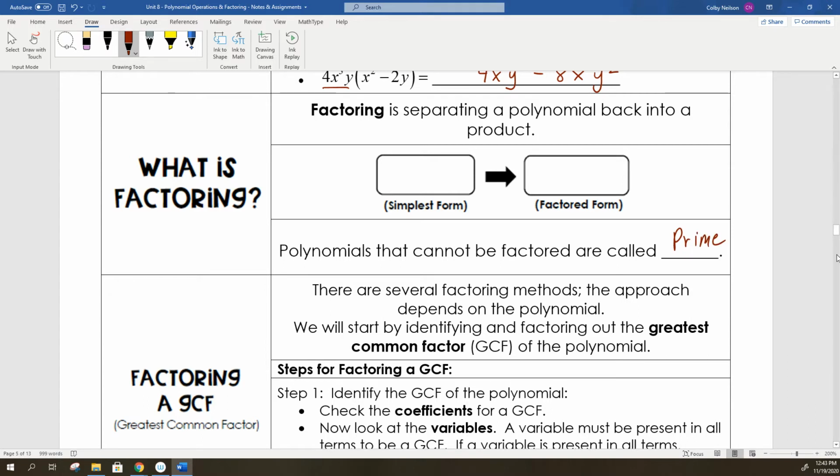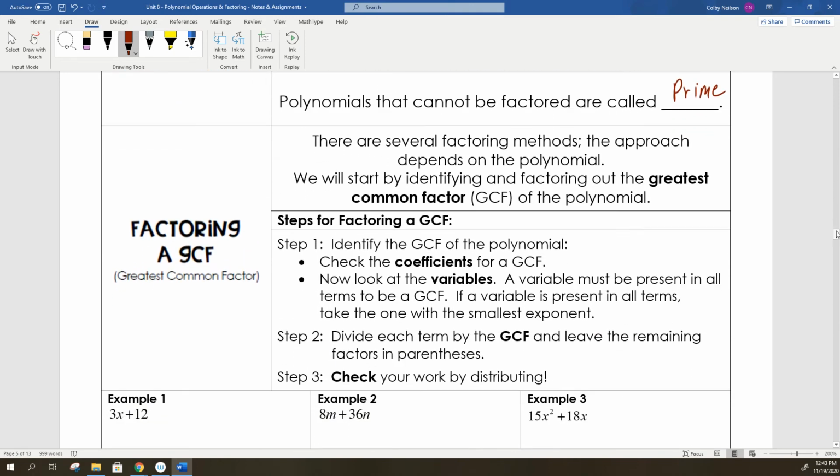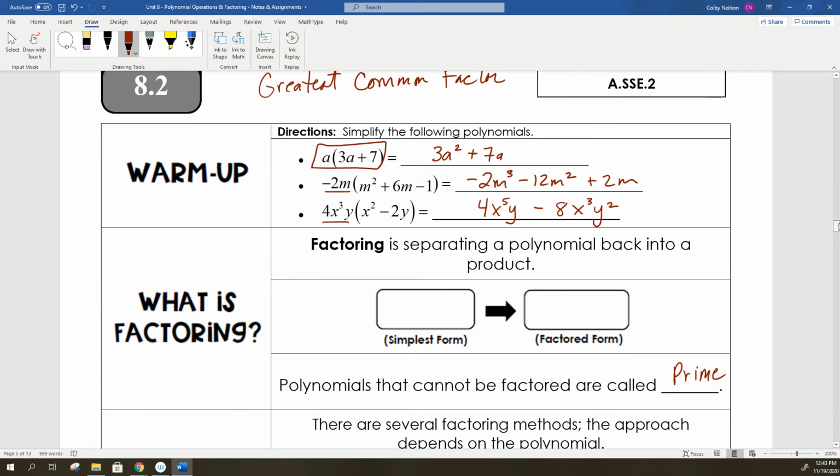We're going to work on the greatest common factor today and find what we can divide out first before we do a little bit more factoring. We're going to go step by step here. The first step is identifying the greatest common factor. So you look at the numbers first. Check the coefficients. Out of the numbers, is there something that can divide out of all those numbers? Back on these examples, the second one and the third one, we divided out a negative 2 and we divided out a 4.